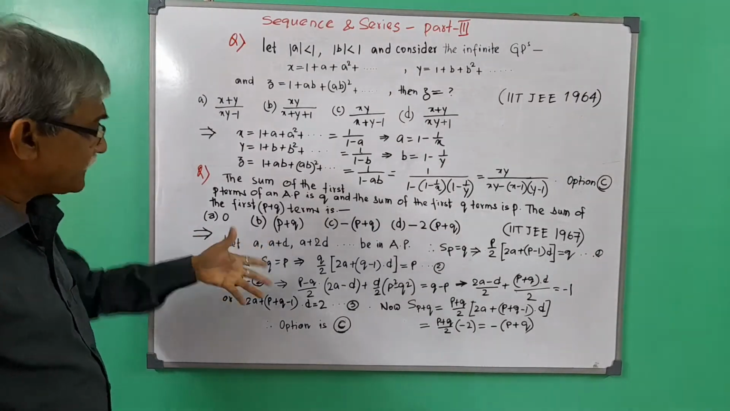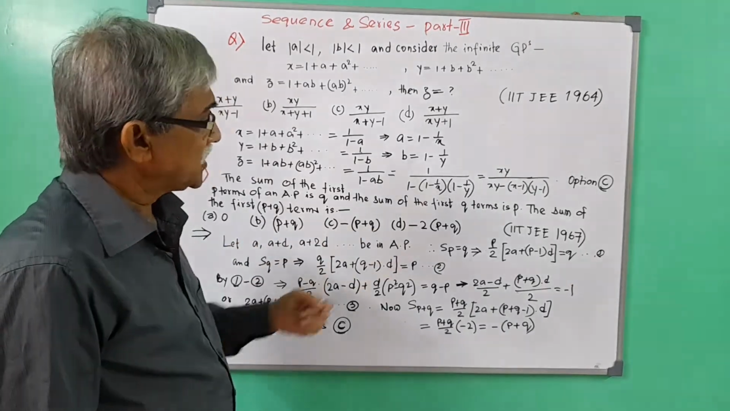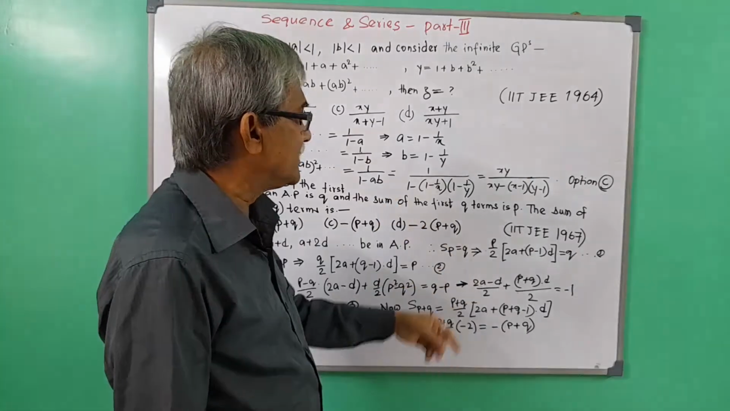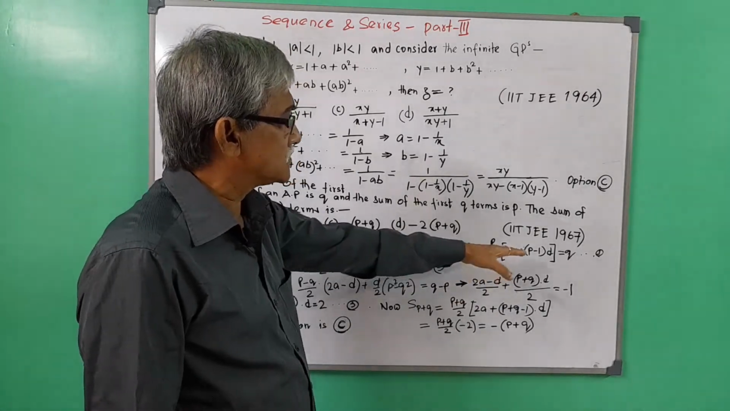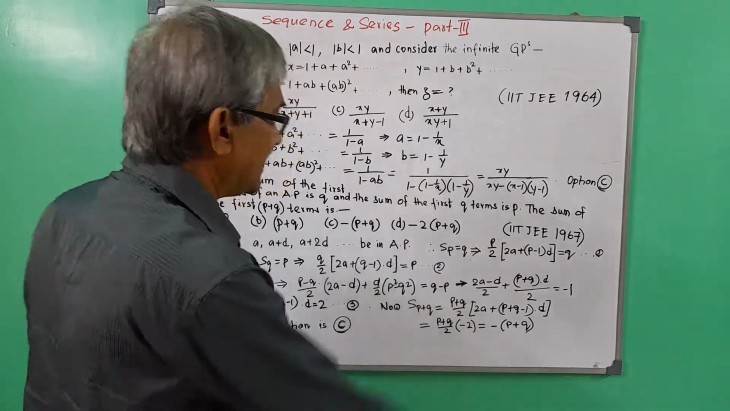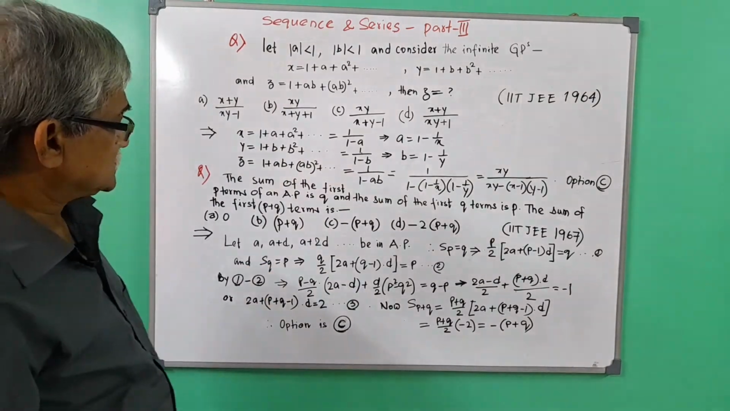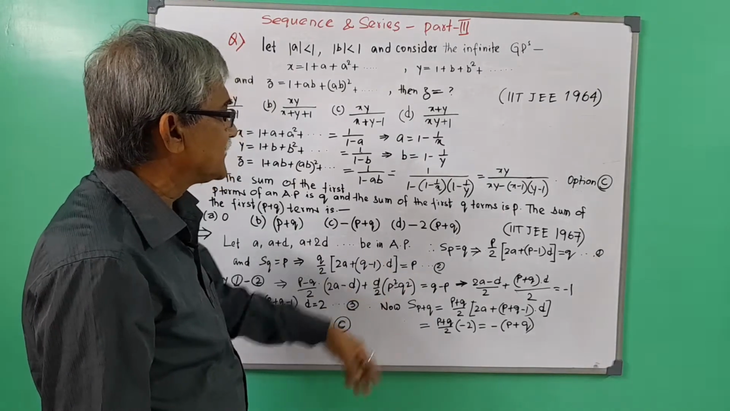Let A, A plus D, A plus 2D, etc. be in AP. Therefore, as per the formula of AP summation, SP is equal to P by 2 whole into 2A plus P minus 1 whole into D, and that equals Q, as given. Let it be equation number 1. Likewise, SQ is equal to P, that is Q by 2 whole into 2A plus Q minus 1 into D, and this is equal to P. Let it be equation number 2.